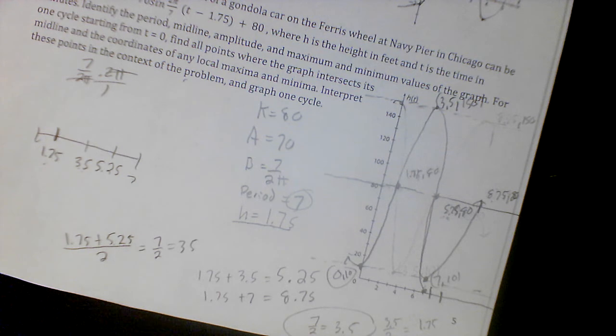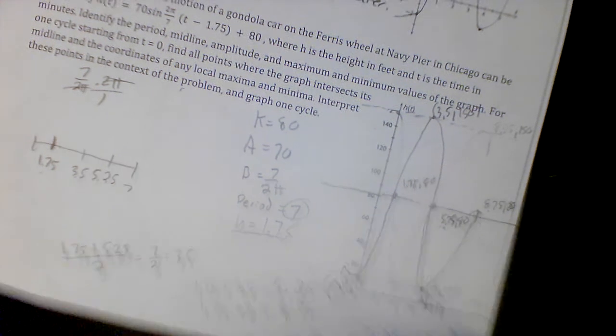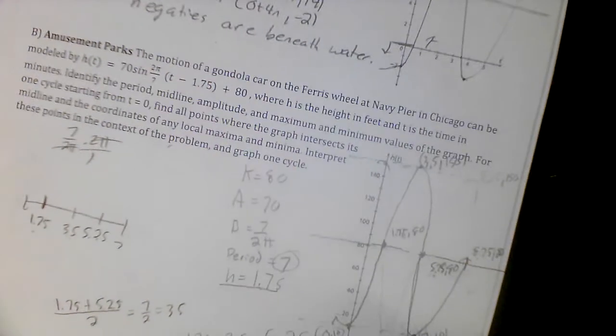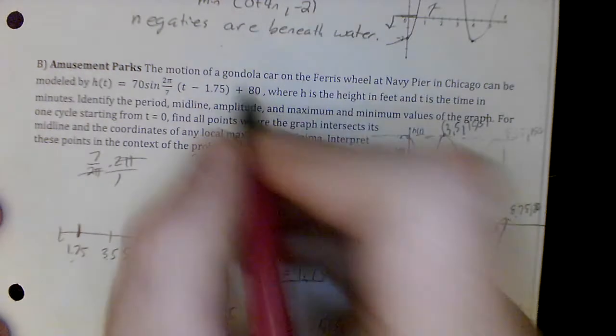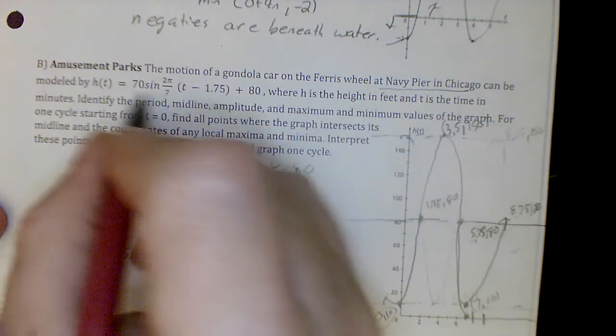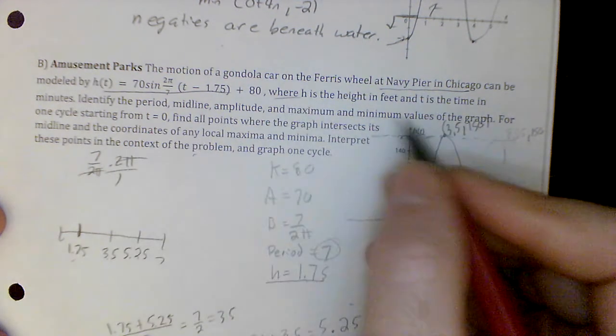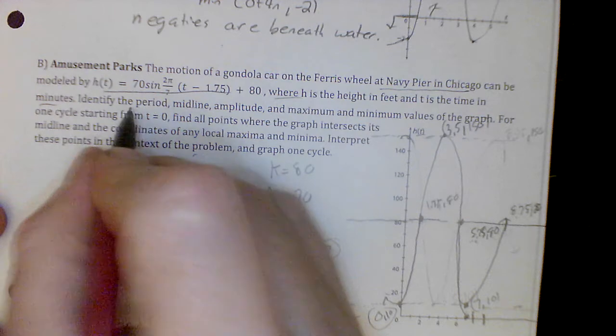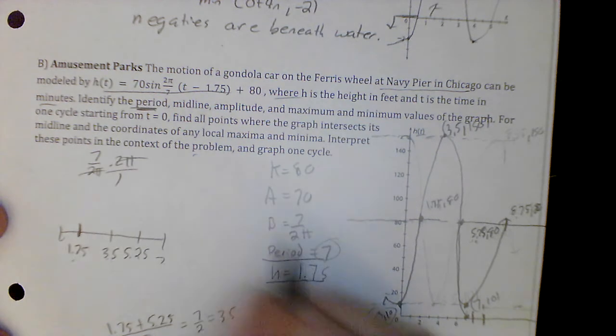So let's look at it. See what it is. I feel guilty I didn't read everything. The motion of a gondola car on a Ferris wheel at Navy Pier in Chicago can be modeled by this. All right, h is height, time is minutes. Identify the period, which we've got. Period's right here at 7.